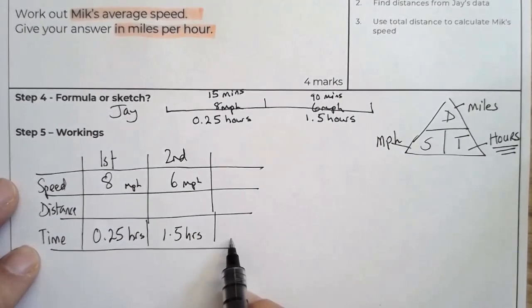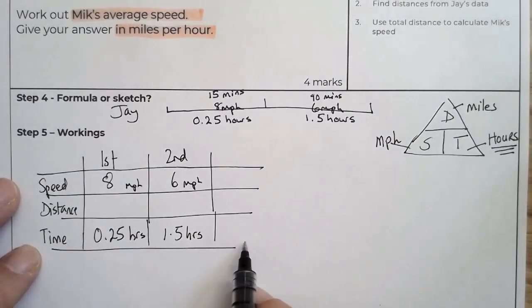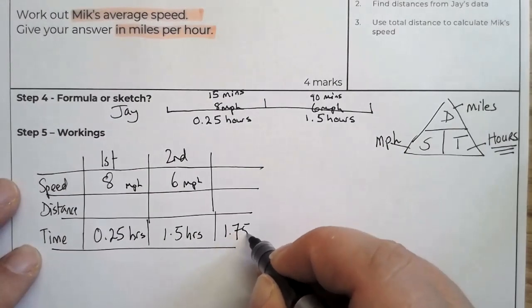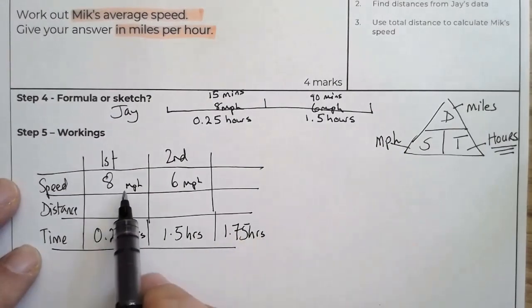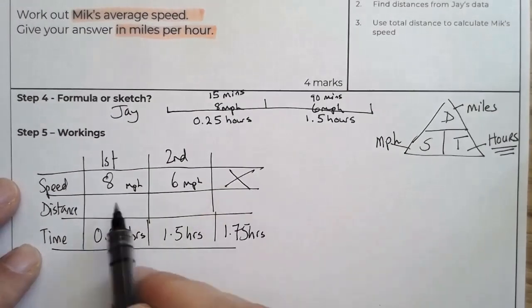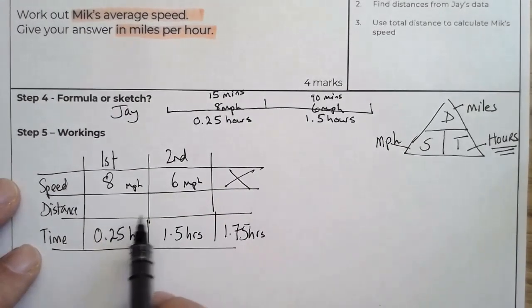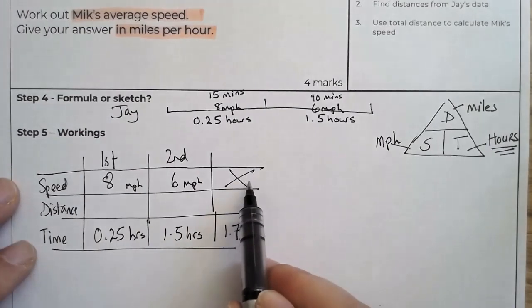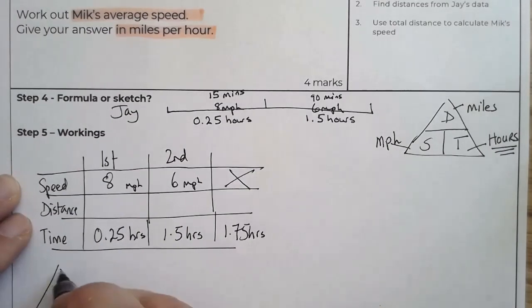Now we can add the times together. It makes sense. This time plus this time equals the total time, which makes it 1.75 hours. We cannot, however, add the speeds together. We must work out the total distance first before we do anything with the speed. And in fact, in this question, we don't even need to. So let's look back at our formula for speed. Speed equals distance over time.